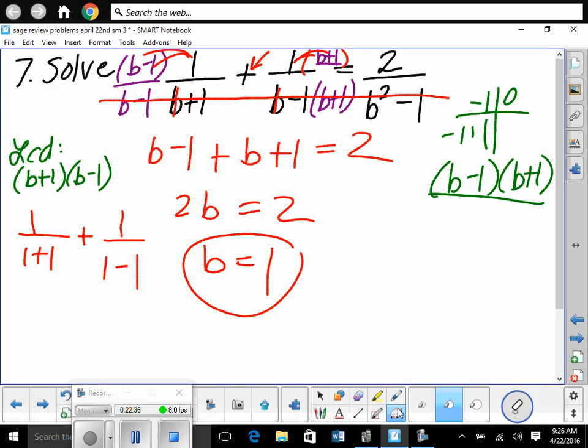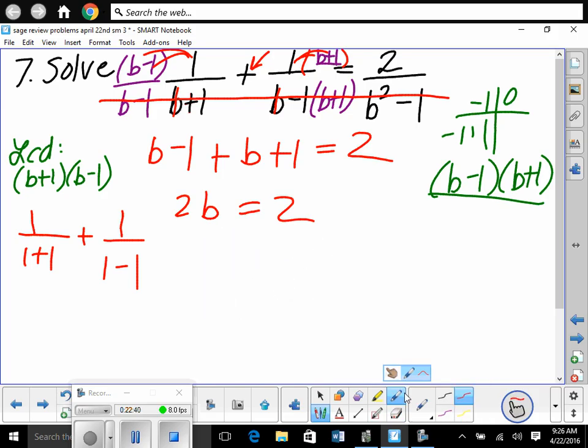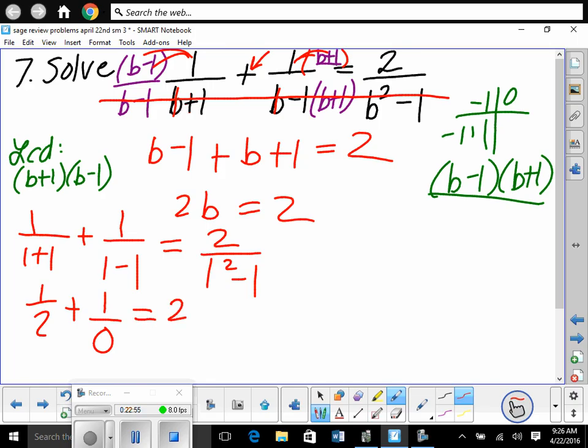And then we have is equal to, I gotta erase this, so I want to keep it in line. Is equal to 2 over, and then it's 1 squared minus 1. Let's see if this is true, otherwise we need to throw out the solution. Guys, are you listening? So we have 1/2 plus 1 over 0 is equal to 2 over 0. Can we divide by 0? No, all of a sudden this became undefined, right?